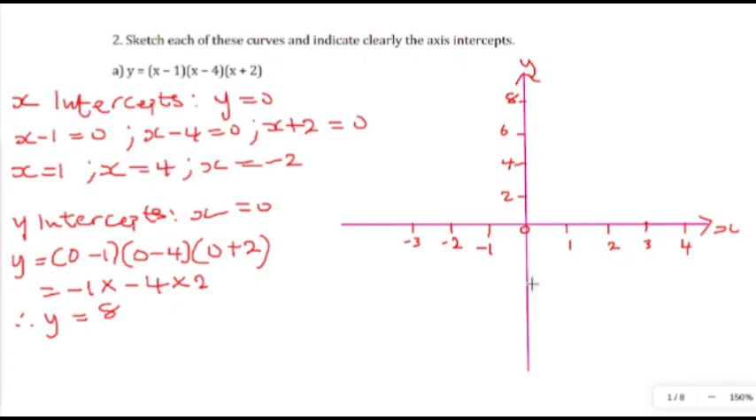Okay, so let's pick those points. Our intercepts are at x equals 1, x equals 4, and at x equals minus 2. And the y-intercept is at this point. Now we need to understand something.